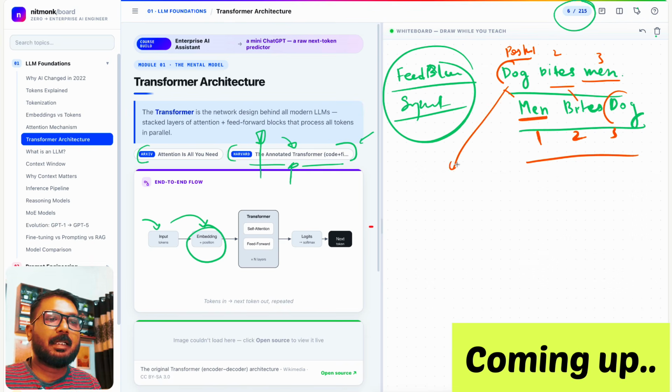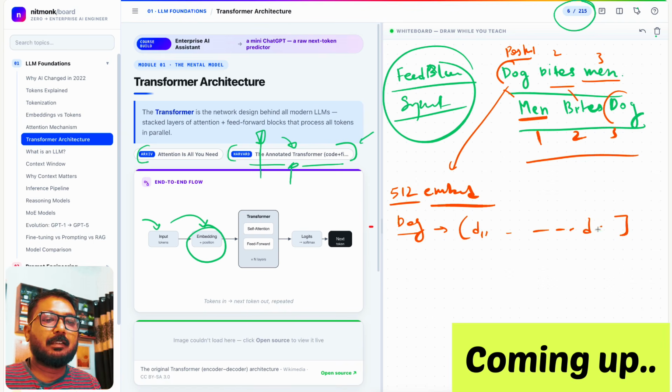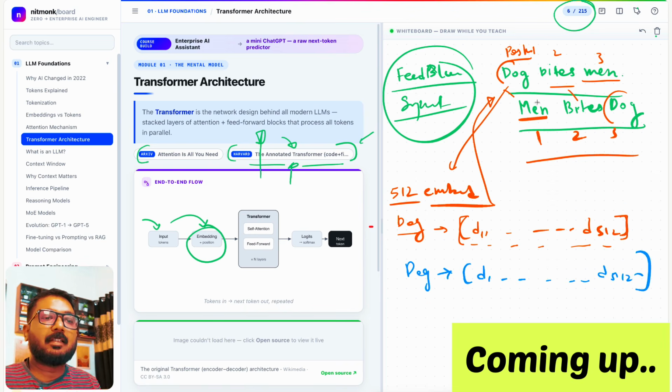So even if we do embedding, let's say we do 512 embeddings of dog, correct? And then we generate all these numbers, like let's say D1, D2 up to D512. For all these numbers, when it comes in this sentence, these embeddings will be different. And when we come to the second sentence, when man bites dog, then these dog embeddings will be different. So there will be another context added, so that the LLM can understand the different meaning of different sentences.